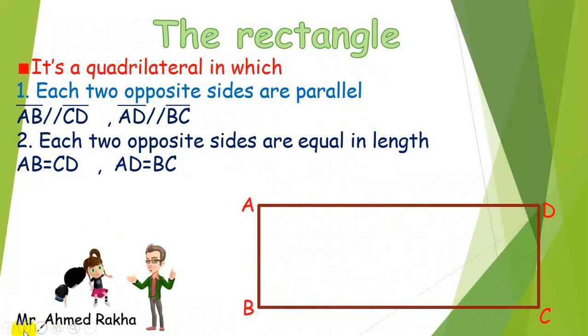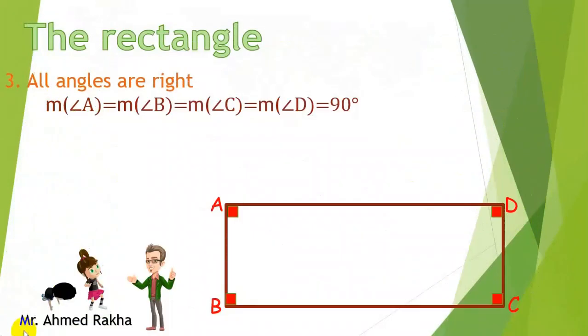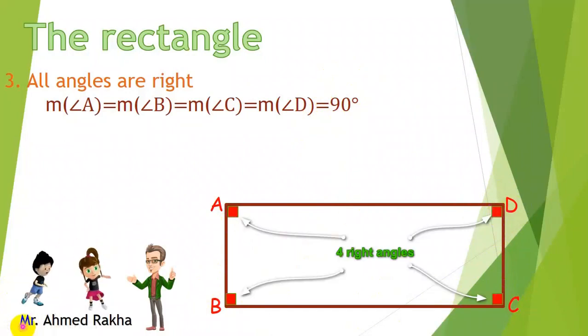Now let's complete. Here we have four angles, angle A, angle B, angle C and angle D. They are all equal in measure. The measure of A equals the measure of B equals the measure of C equals the measure of D. They all equal 90 degrees. That means we have here right angle, right angle, right angle, right angle, four right angles. Now let's complete.